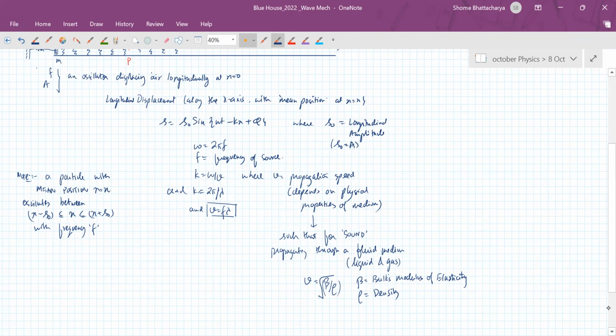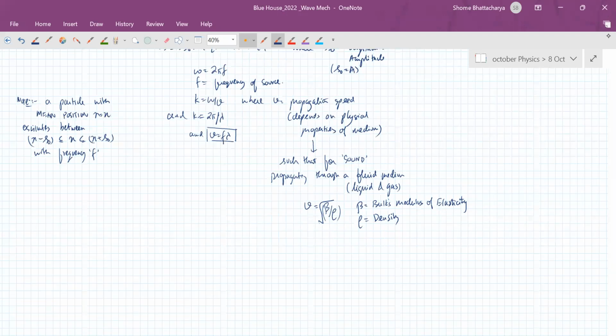Okay, now whereas for sound propagating through a solid medium, or longitudinal waves propagating through solid mediums, the speed of sound is given by a similar formula.